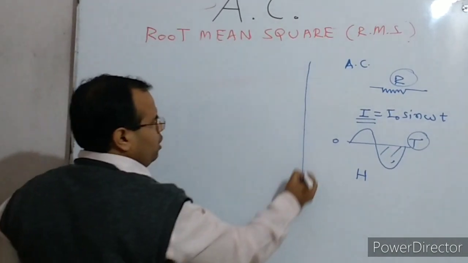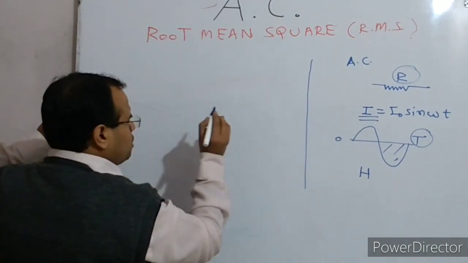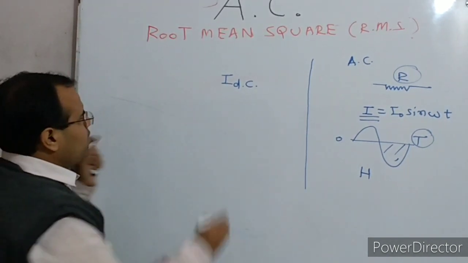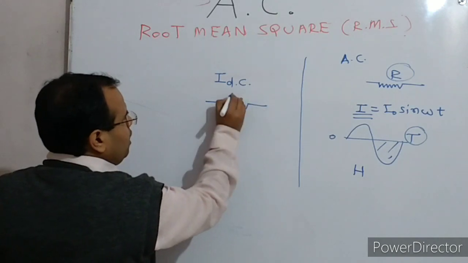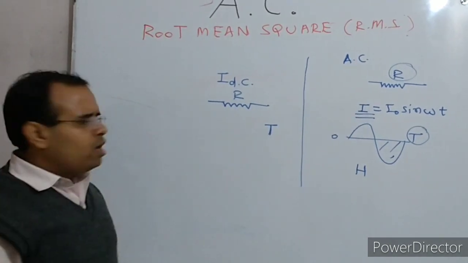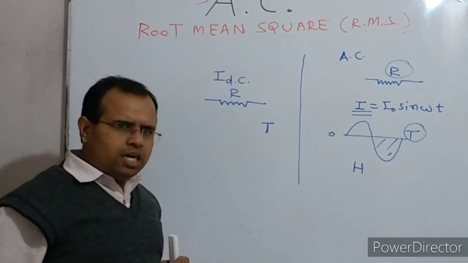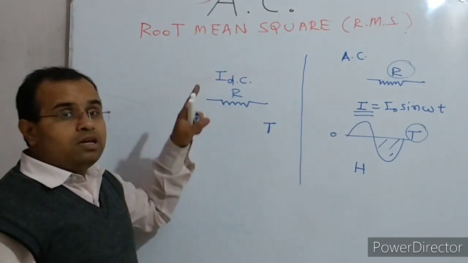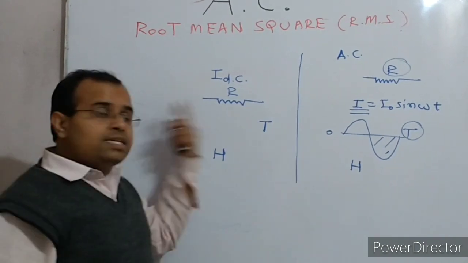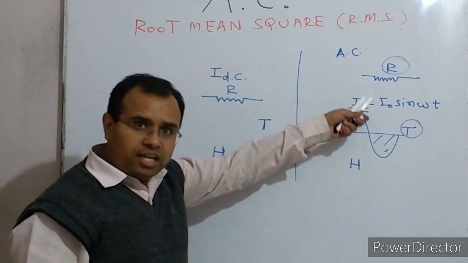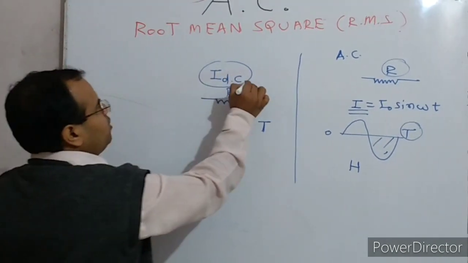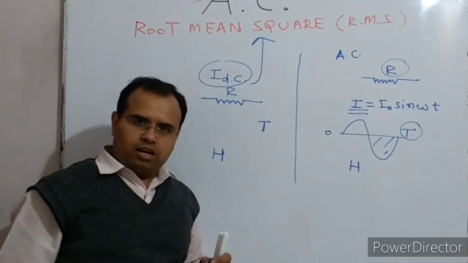Now if a constant DC flows through the same circuit which has the resistance capital R, and if it flows through the circuit for the same time capital T, what will happen? If it generates the same amount of heat capital H as it generated in this case when the alternating current was flowing for the same time interval, then this constant DC is said to be the root mean square value of the alternating current.